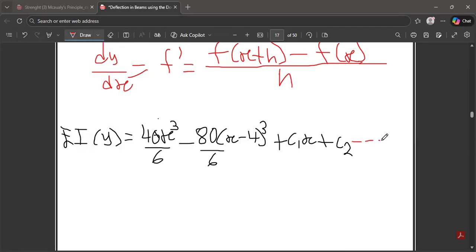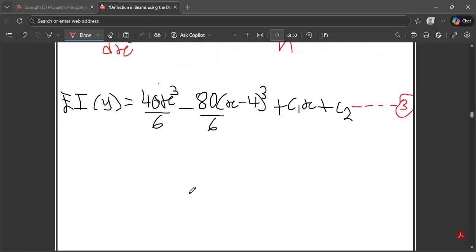We know that this is going to become our equation, or this was our equation 3, as we have been using all this while. But we said that our C2 is 0.